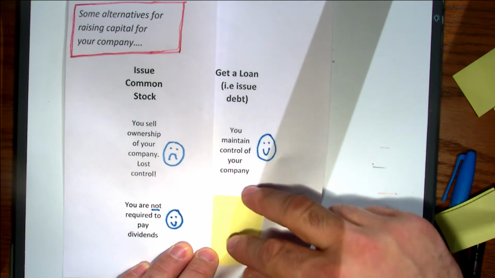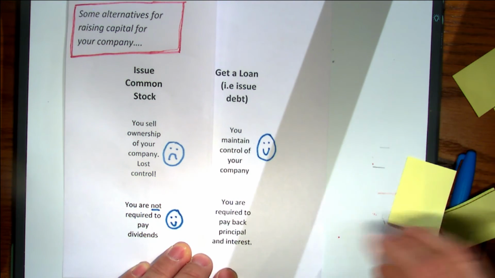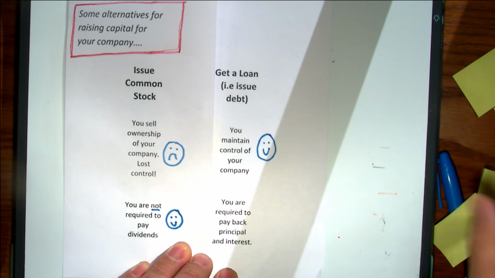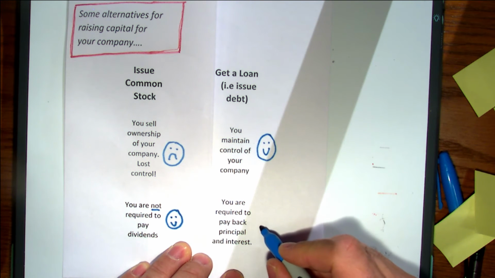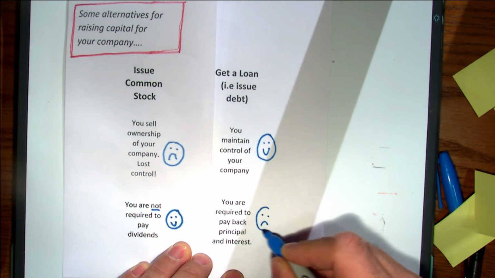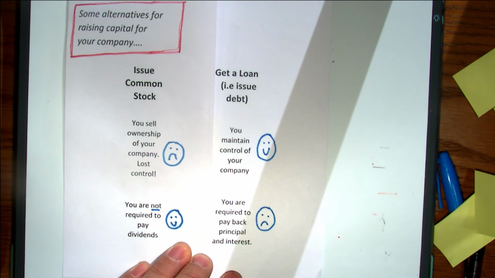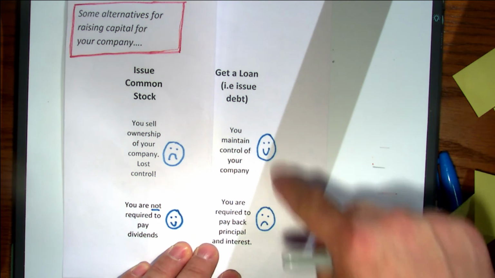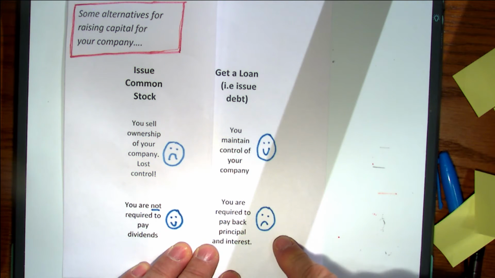The drawback, though, to getting a loan, and some of you know this, you are required to pay back principal and interest. So even if you have a lean period where you have very little cash, you have to pay back principal and interest, don't you? Okay? So there is the good and the bad of issuing debt.